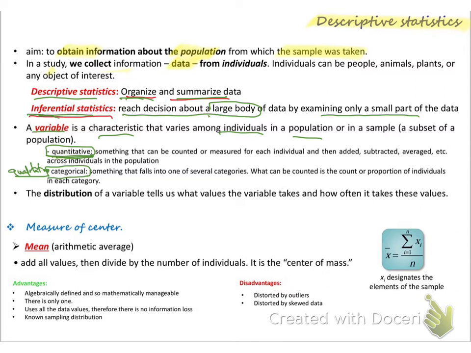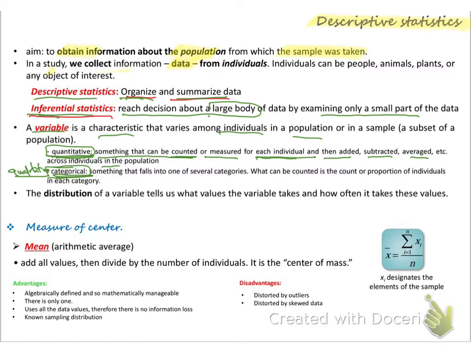So quantitative is something that can be counted or measured for each individual, and then we can add them, multiply them, do some mathematical operations on them, subtract them, average them across individuals in the population. Each individual has one reading, but for categorical, I have to put each individual in one of the categories.